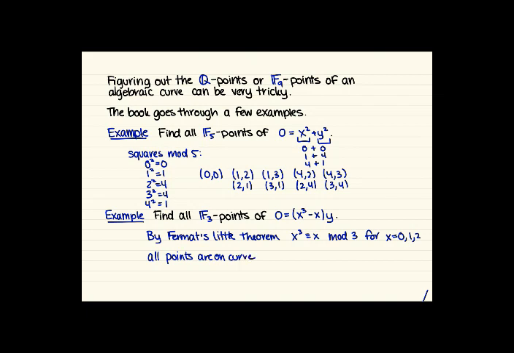So we have all points over F3: (0,0), (0,1), (0,2), (1,0), (1,1), (1,2), (2,0), (2,1), and (2,2). So in this case, this polynomial, although it doesn't seem like a trivial polynomial, we actually get all points on the curve as zeros of that polynomial.